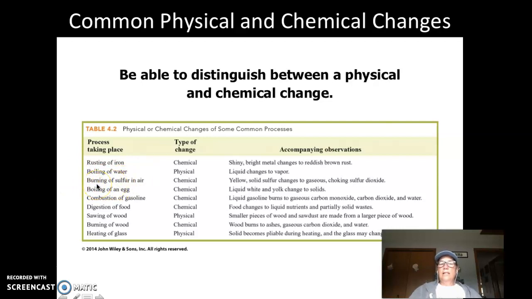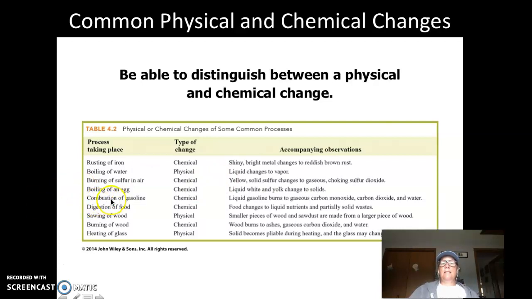Burning. Anytime you see burning, you guys, it doesn't matter what you're talking about, if you're burning something, it's chemical. Boiling an egg, it's going to be different when you're done. So baking, cooking, or boiling of an egg, sorry. Anytime you cook, bake, anything like that, it's going to be chemical.